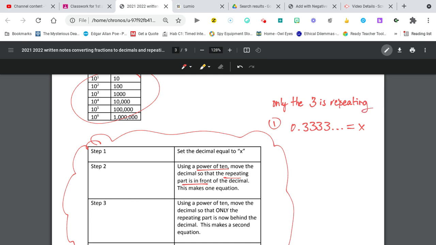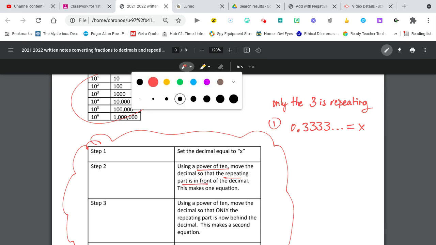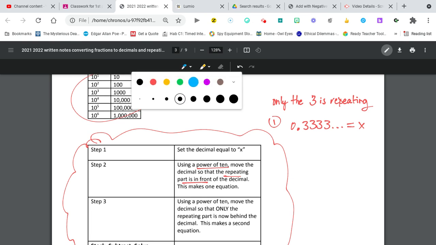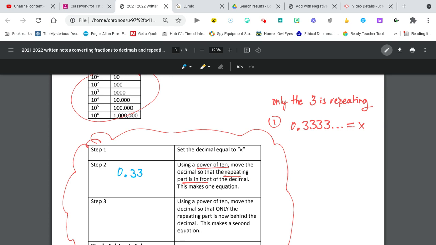So I need only the 3 to be in front of the decimal. So just one 3, not a whole bunch of them. Let me just get a 3 in front of the decimal. So I'm going to color code this, guys. So right now, with this particular problem, my decimal, if I follow step 2, my decimal is right here.